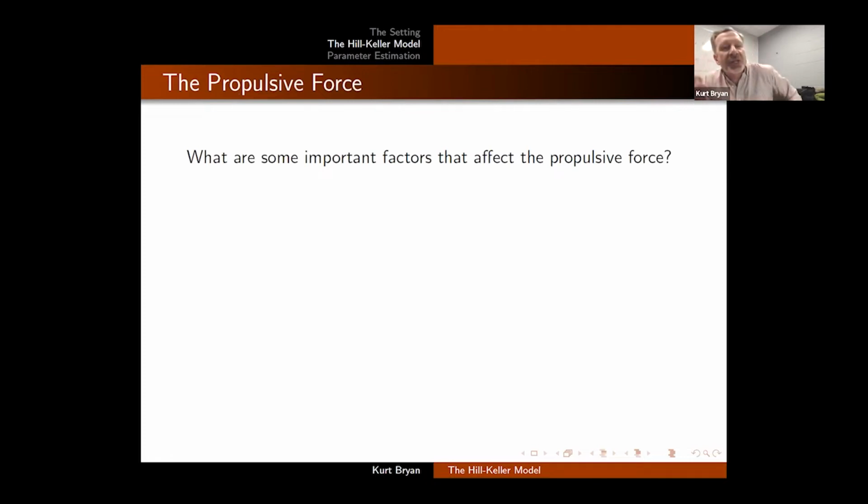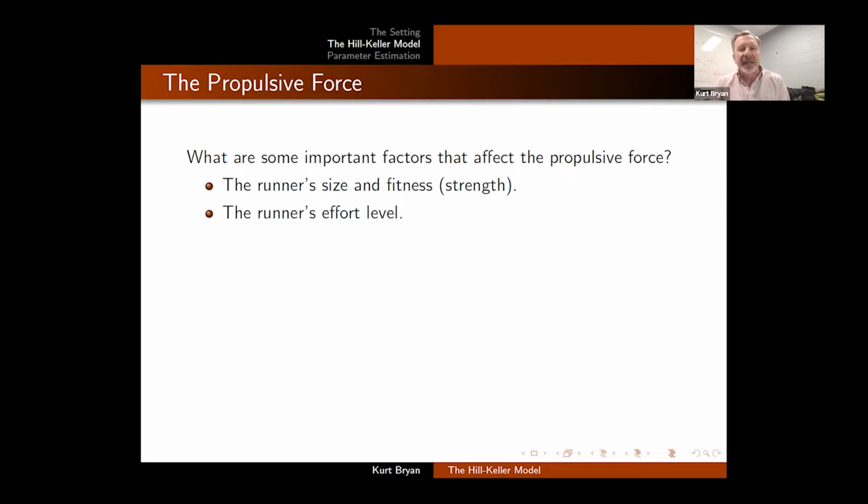Well, I query the students, what are some forces that propel the runner down the track? Or what are some factors that affect that propulsive force? Well, obviously the runner's size and fitness, their strength, that's an important factor. Not everybody can sprint at the same speed, so there must be some difference due to size, due to fitness, due to training. The runner's effort level: in a 100-meter race, you're probably putting out maximum effort right from the start, but that effort level is controllable. So if it was a 400-meter race, you would not put out maximum effort at the start unless pain is something you enjoy.